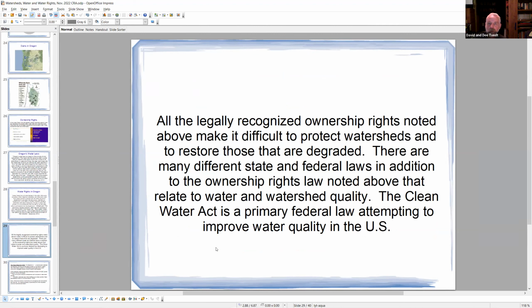All the legally recognized ownership rights noted above make it difficult to protect watersheds and to restore those that are degraded. There are many different state and federal laws, in addition to the ownership rights laws noted above, that can relate to water and watershed quality. The Clean Water Act is a primary federal law attempting to improve water quality in the US.